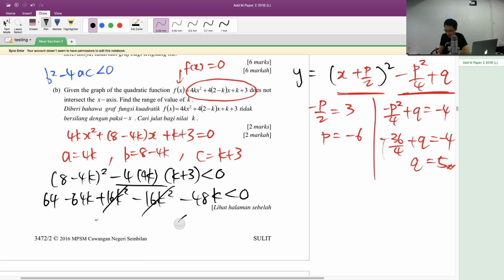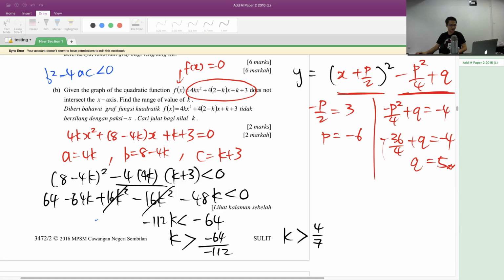So it's negative 112k, and then I'll move the 64 to the other side, it is minus 64. Alright, so I will move the negative 112 to the other side. Because I divide by a negative value, I have to change the side. So I will get negative 64 over negative 112. So 64 divided by 112, you should get 1 over 2, isn't it? Oh, it's 4 over 7. So k will be bigger than 4 over 7. You just simplify it by yourself.